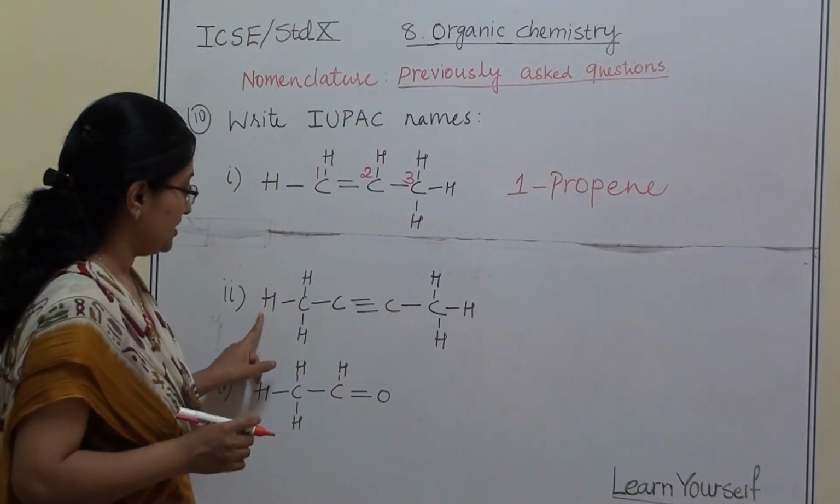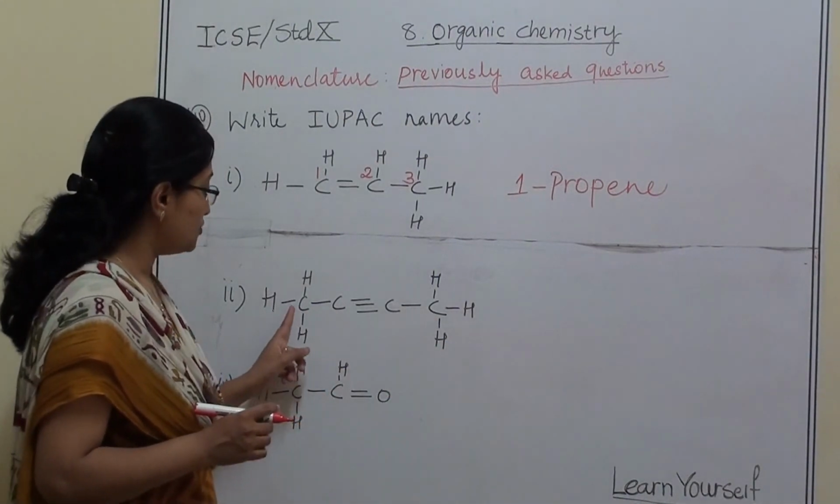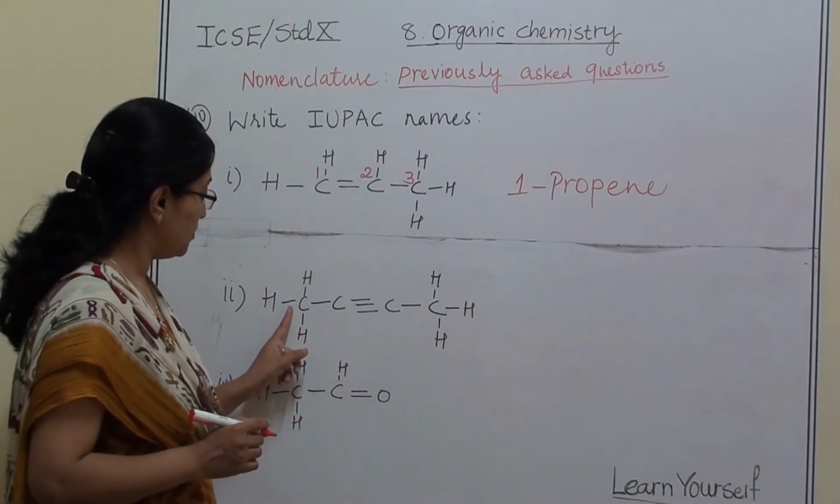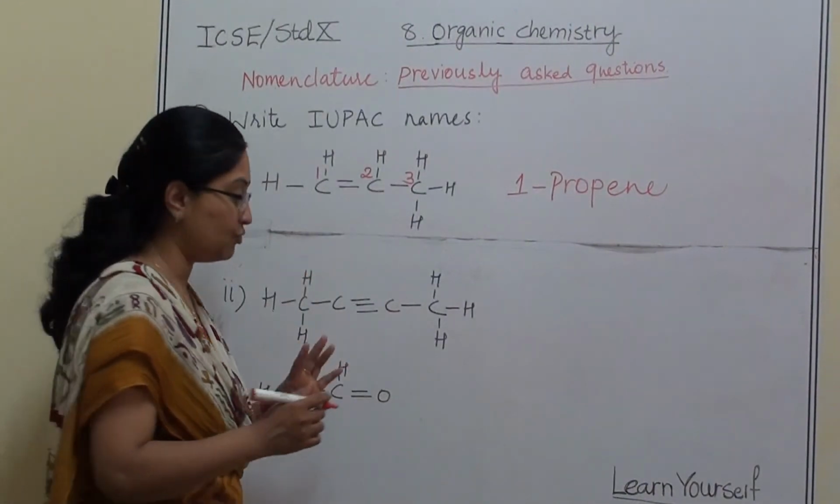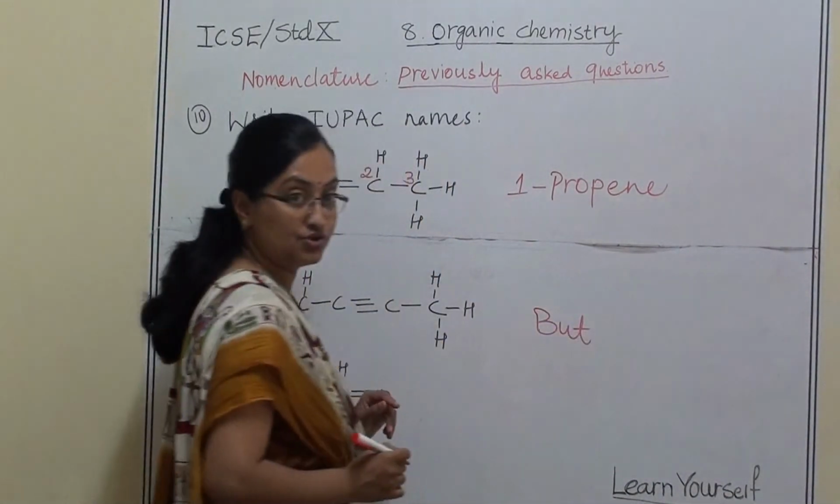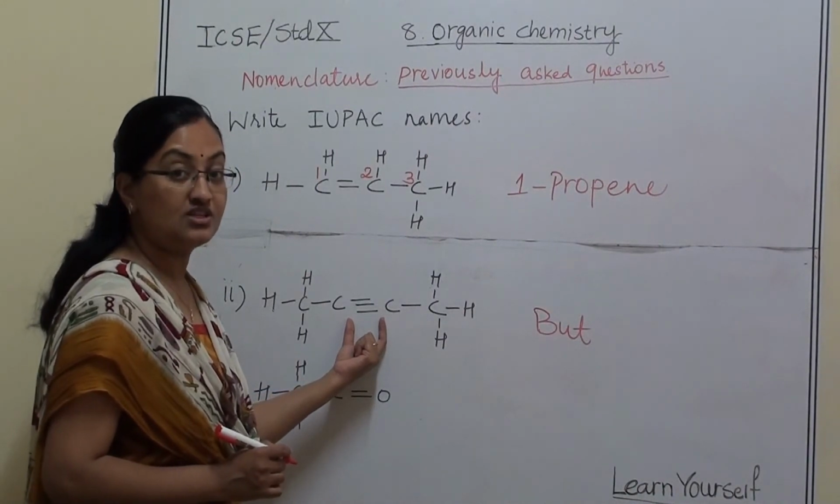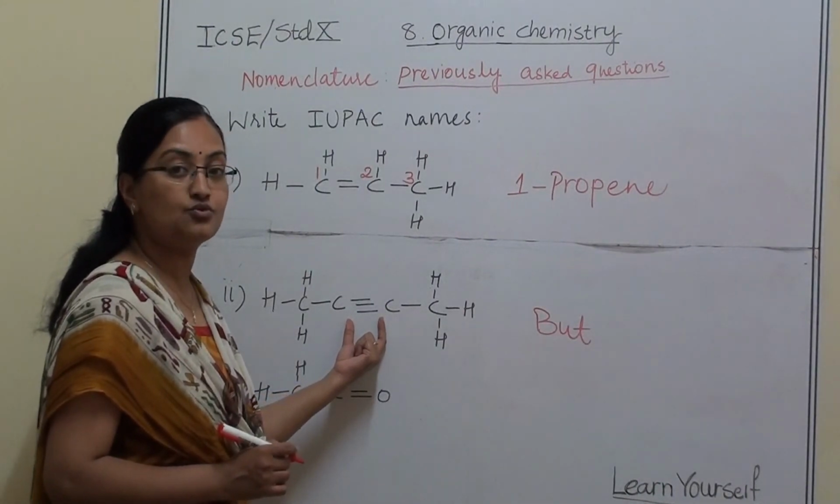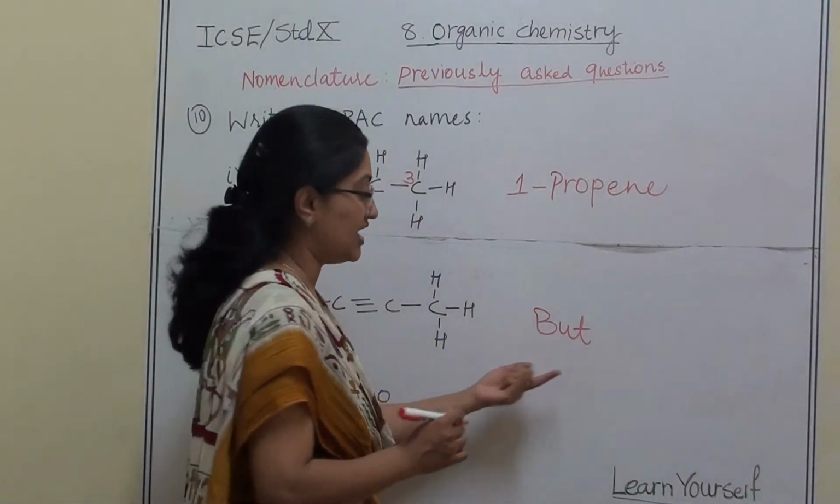Now the second. As per our rule, first we identify the chain. So how many carbon atoms are there? 1, 2, 3 and 4. Wherever it is 4, the root word we use is but. And here if you see, there is a triple bond, and the suffix we use is yne. So it is going to be butyne.